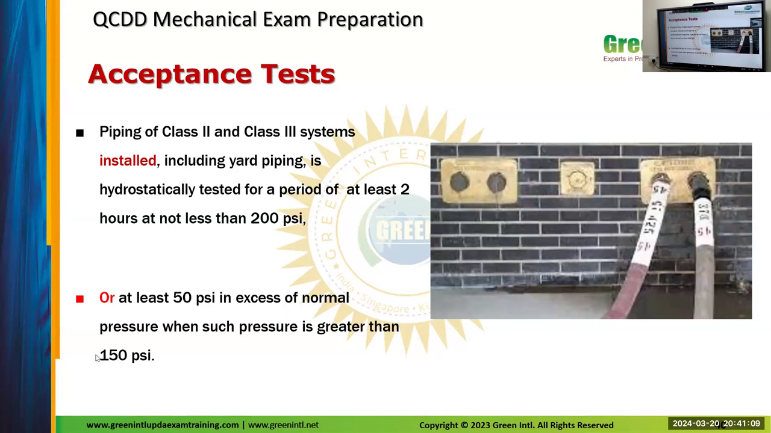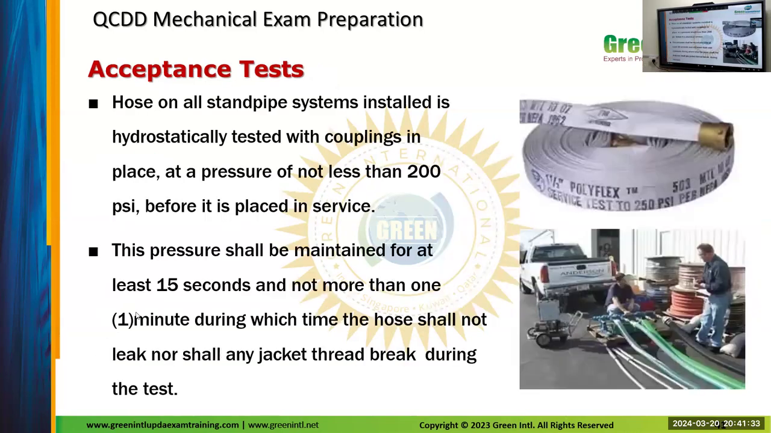So what are all the parameters they will test? Piping of class 2 and class 3 systems installed, including air piping, is hydrostatically tested for a period of at least 2 hours at not less than 200 psi, or at least 50 psi in excess of the normal pressure when such pressure is greater than 150 psi. Okay, so of these, whichever is maximum, we will go for that testing.